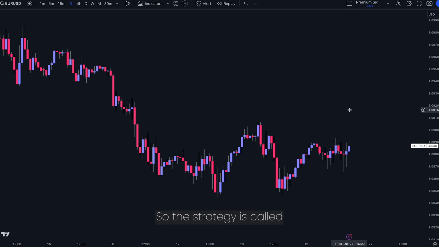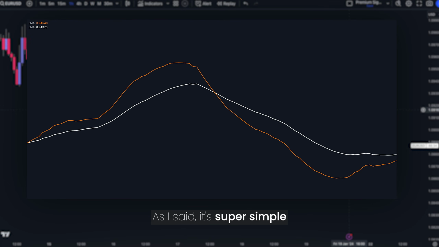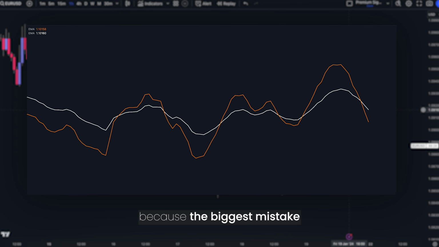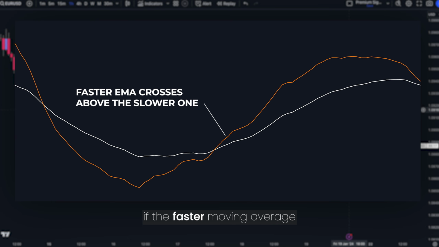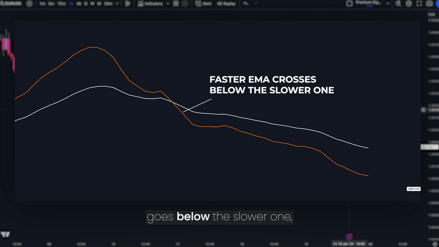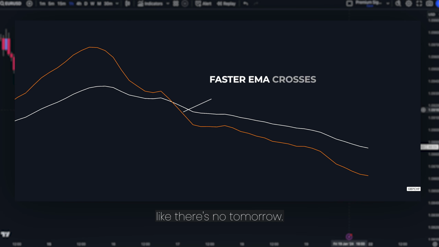So the strategy is called the moving average crossover. As I said, it's super simple and well known, but most traders are actually trading it wrong because the biggest mistake they make is jumping into position every single time the moving average crosses over. So for example, if the faster moving average goes above the slower one, they immediately buy, and if the faster moving average goes below the slower one, they sell right away like there's no tomorrow.